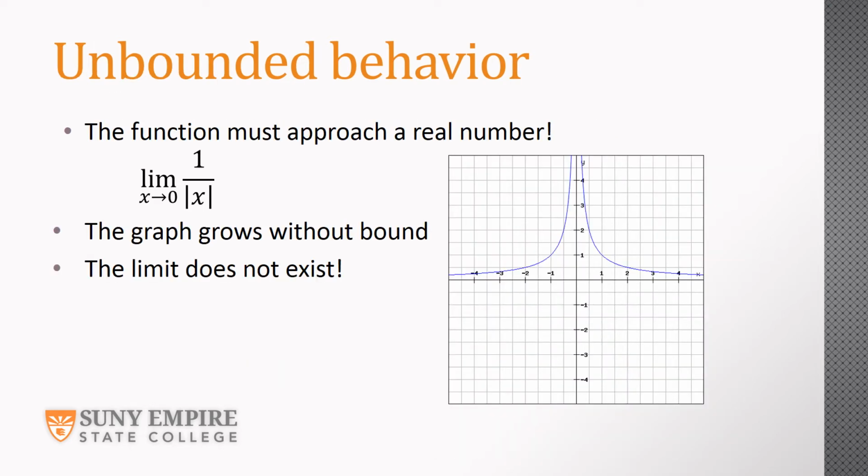Another situation in which a limit does not exist is when the function is undefined at a value. This is usually the result of breaking the one unbreakable rule in mathematics: thou shalt not divide by 0. For example, consider the limit as x approaches 0 of 1 divided by the absolute value of x. The graph looks identical on both sides of the y-axis, but both branches grow without bound. Because there is no real number that both sides approach, the limit does not exist.